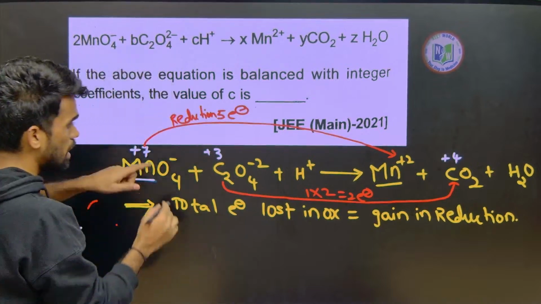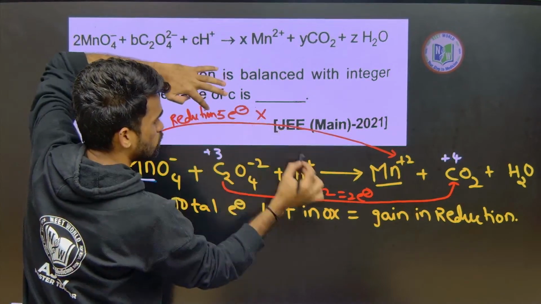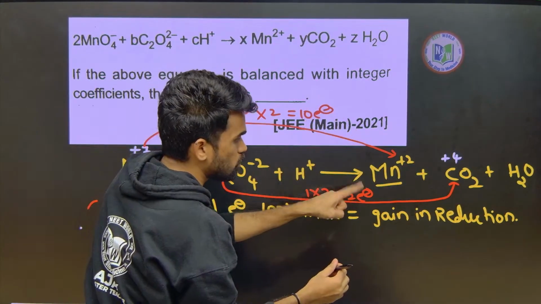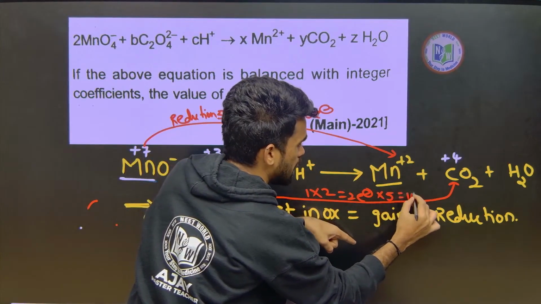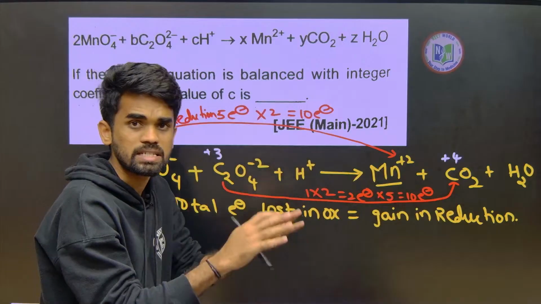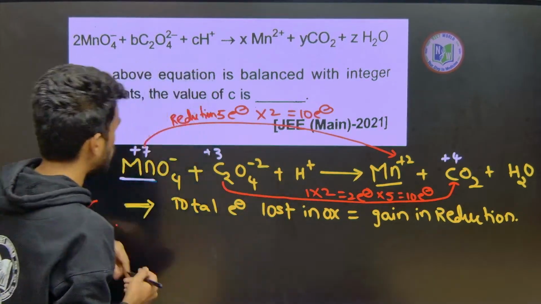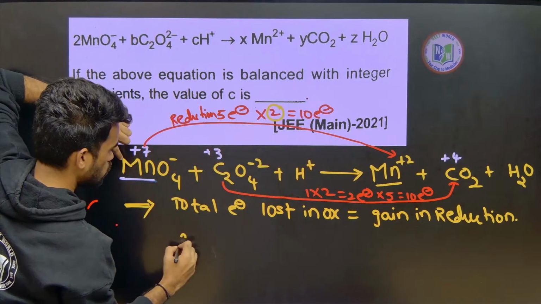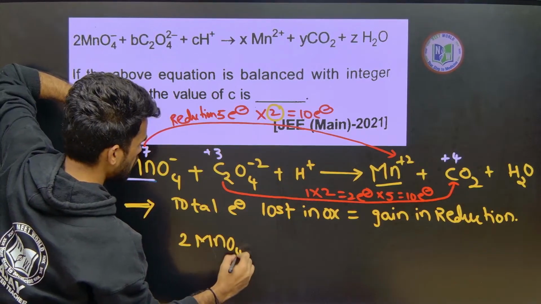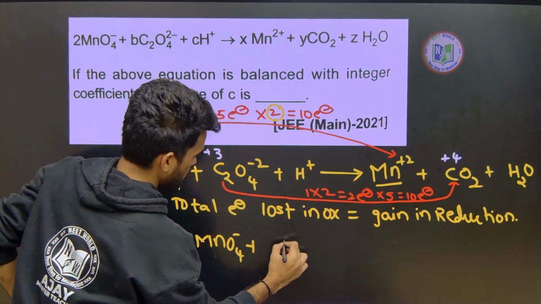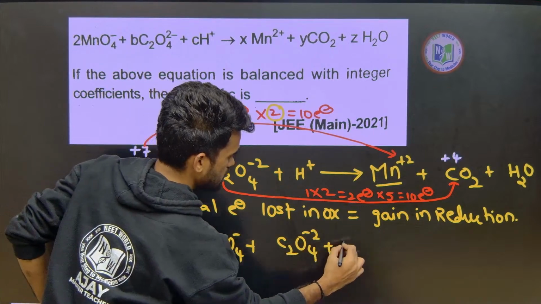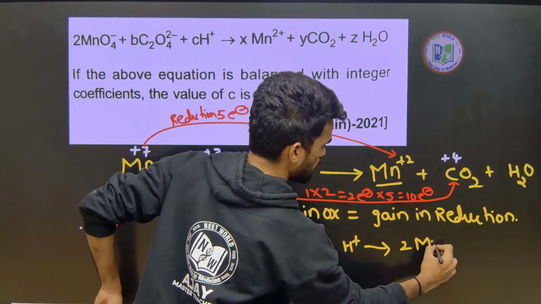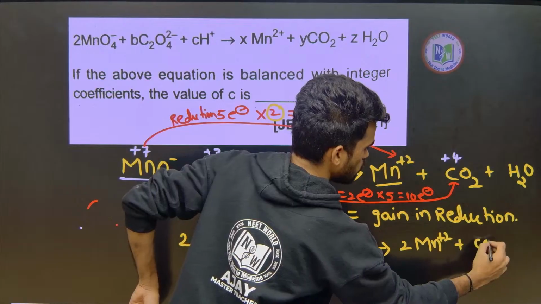Now see, in order to make them equal, I am multiplying this equation with this number so that it becomes 10 electrons. I am multiplying this equation with 5 so that it also becomes 10 electrons. Overall, the electrons gained and lost are equal. So this manganese equation: 2MnO4 minus, plus C2O4 as it is, plus H plus, giving 2Mn 2 plus, plus CO2 plus H2O.